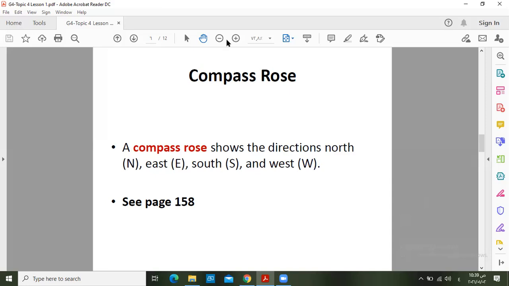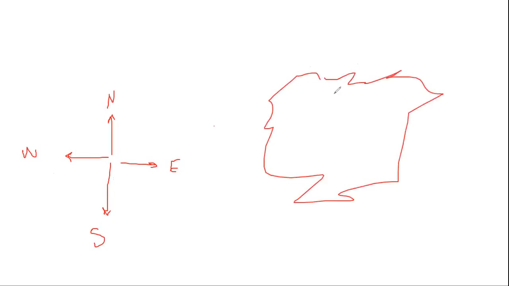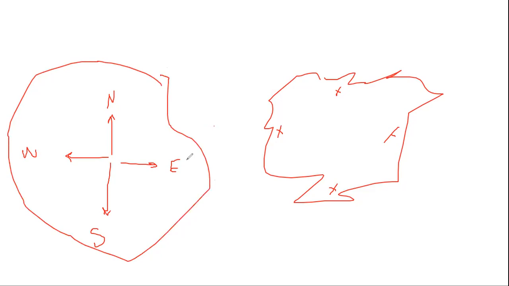For example, when I am looking at a map, suppose that I see the compass rose like this. Okay, this is, for example, the compass rose. This is north, south. So by looking at the map, I can know that this area, for example, is in the north, and this area in the south, here east, this is west. Without the compass rose, I can't know where is the north, the south, the east, and the west. Suppose that there is no compass rose. How can I know that this is the north? How can I know this is the south?